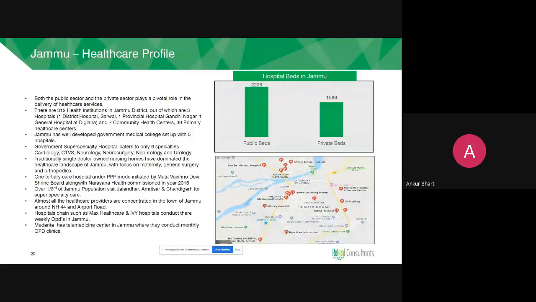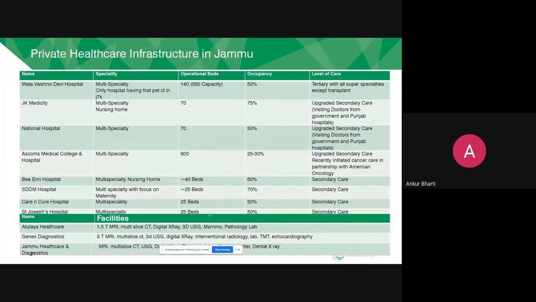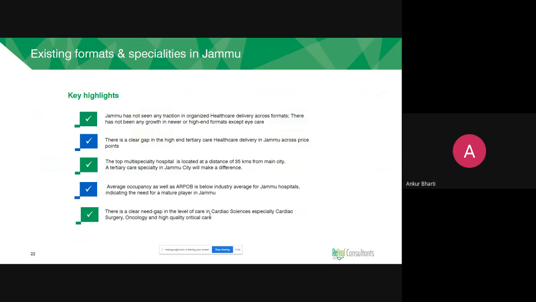Jammu's public sector beds were much higher in number. These were the hospitals there. Again, the private hospitals, most of them were small. A medical college was there, but that was not at all a super specialty hospital. The volume of patients was very low. Occupancy was very low there. And one of the reasons was that doctors were not available.